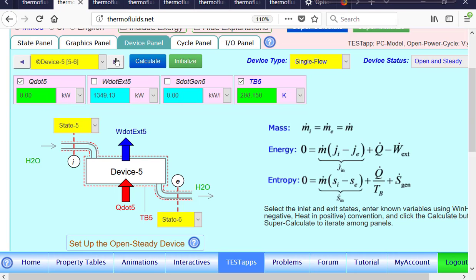Device 5 is our second turbine, so heat transfer is 0. It operates between 5 and 6. Pretty simple. Energy equation is solved, and W dot external 5 is calculated. Device 6 is the condenser, so it goes from 6 back to 1, the saturated liquid exit. And state 6 is the one, remember, where the quality must be 90%, and that gives us the heat transfer in the condenser, which must be negative because heat is lost.